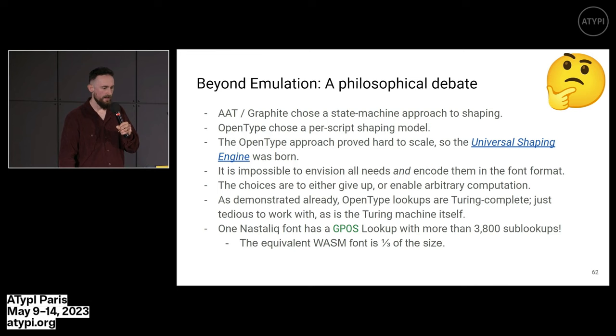Now, that being said, something else that Behdad has explored and demonstrated in recent years is that the OpenType layout system, in fact, is Turing complete. It's very tedious to work with, but it is possible to get computations out of the OpenType layout system.